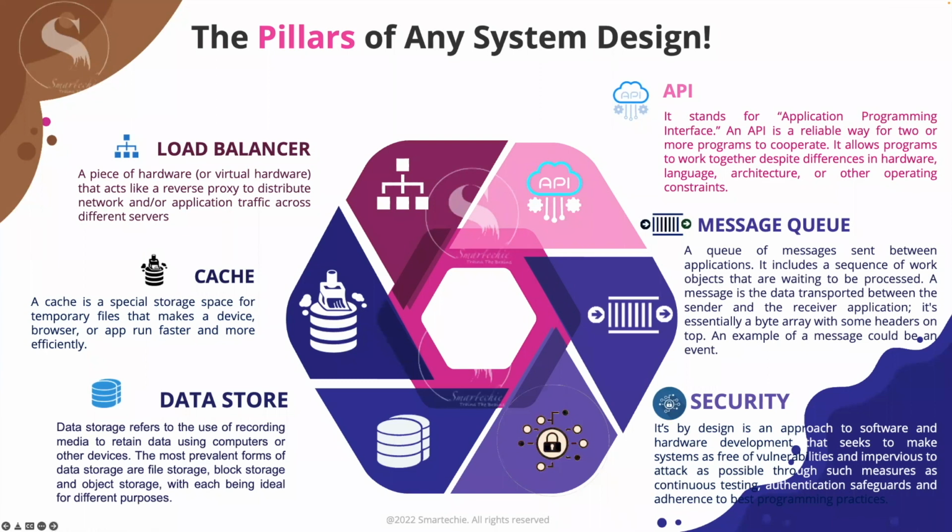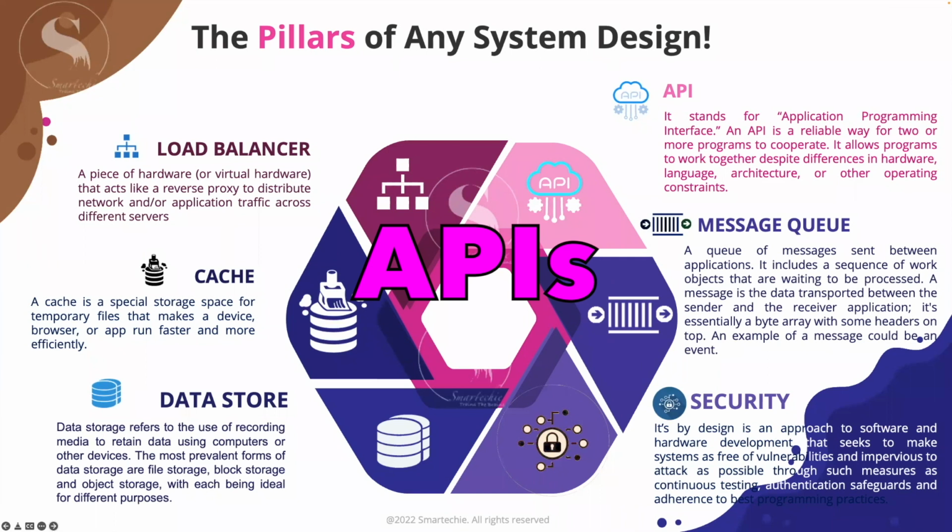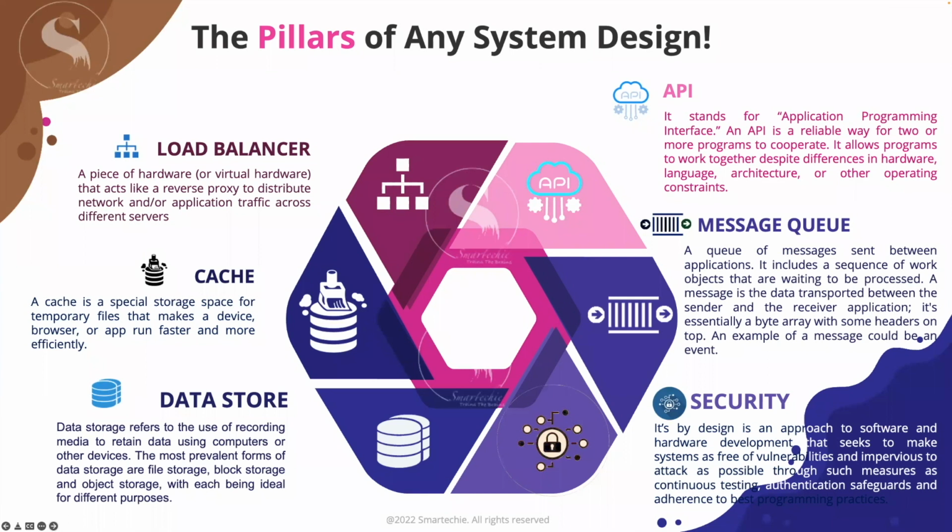The fourth one is API. API stands for application programming interface, right? An API is a reliable way for two or more programs to cooperate with each other. It allows programs to work together despite differences in hardware, language, architecture, or any other operational constraints.